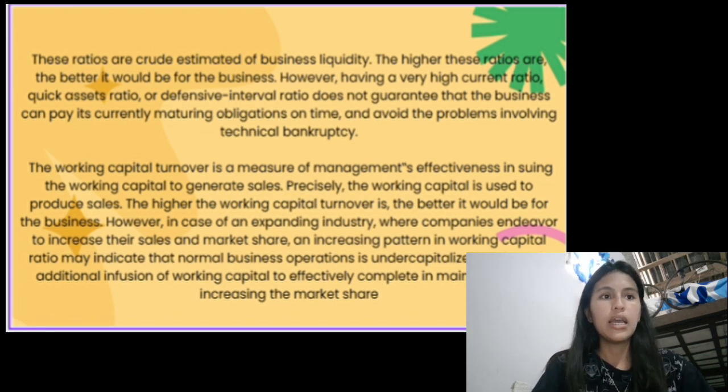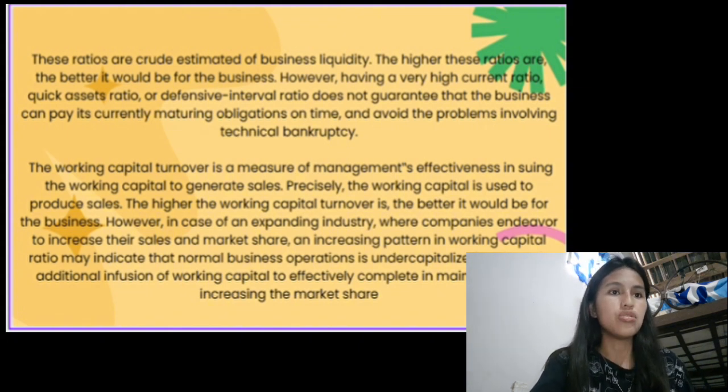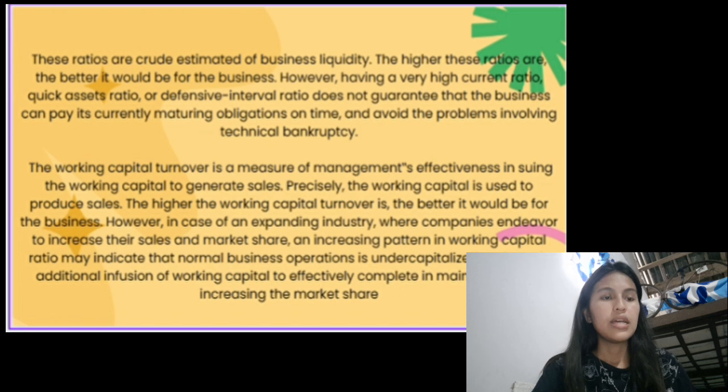So, the next one is the working capital turnover, a measure of management effectiveness in using the working capital to generate sales. Precisely, the working capital is used to produce sales. The higher the working capital turnover is, the better it will be for the business.